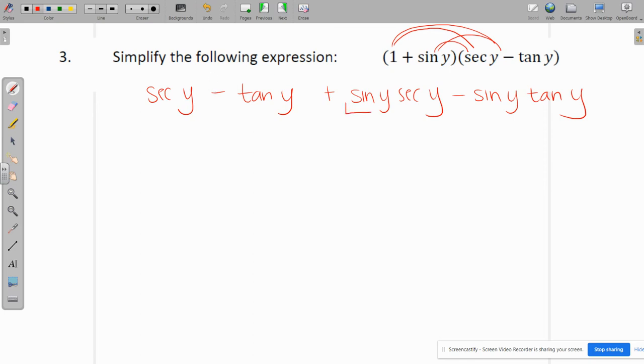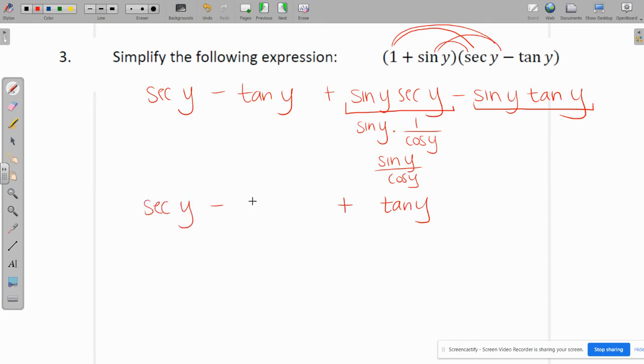So I'm going to go ahead and simplify each of these. So the sine times secant, remember the sine of y times secant is the same thing as the sine of y times 1 over the cosine of y, which means we actually get sine of y over cosine of y, which is the tangent of y. So it's like adding tangent of y to what we had over here, the secant of y minus the tangent of y plus the tangent of y, and then minus over here to simplify this, we have the sine times sine over cosine. So multiplying across, we would get sine squared of y over the cosine of y.